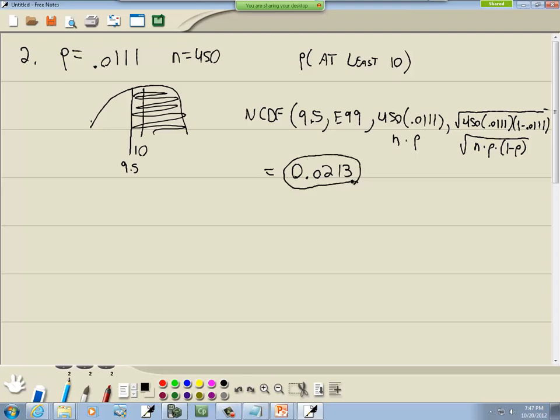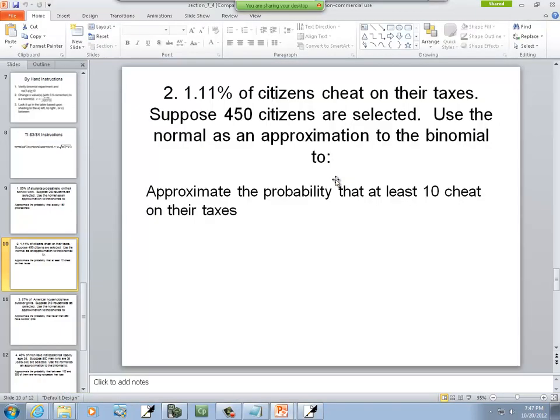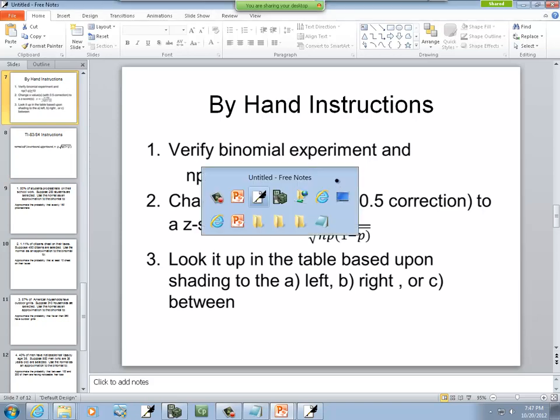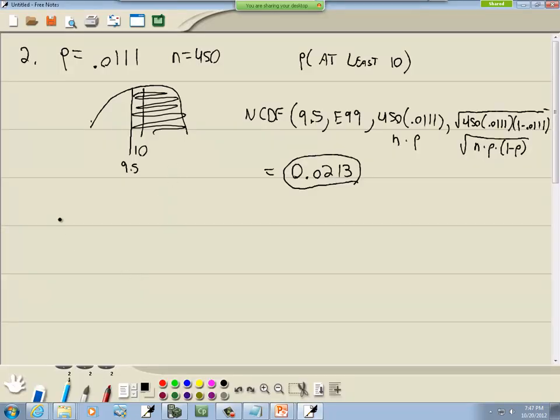Now I realize the answer we came up with here isn't bound by rounding of tables, where we have to have z-scores to 2 decimal places. Now by hand, maybe I ought to verify. What we need to verify is that n times p times 1 minus p is greater than or equal to 10. So n, which is 450, times p, which is 0.0111, times 1 minus 0.0111.